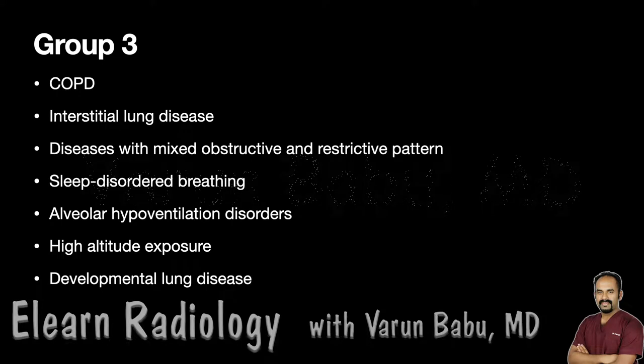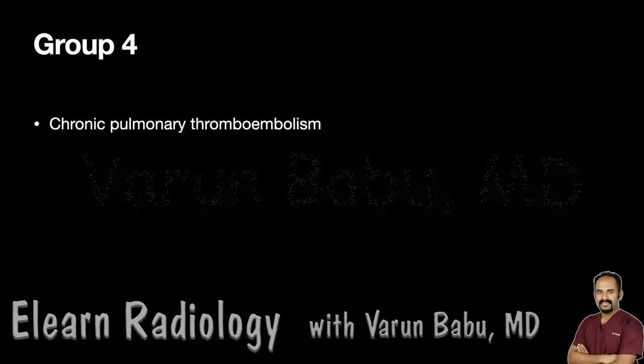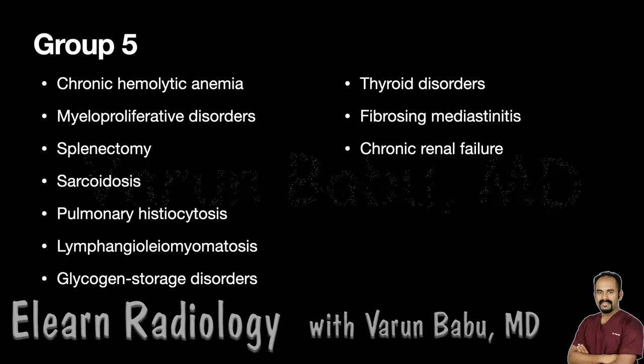Lung diseases are chronic obstructive pulmonary disease, interstitial lung disease, diseases which show a mixed obstructive and restrictive pattern, sleep disordered breathing, alveolar hypoventilation disorders, high altitude exposure, and developmental lung disease. Group 4 is specifically for thromboembolic disease. Multifactorial causes are all clubbed in group 5, which include chronic hemolytic anemia, myeloproliferative disorders, splenectomy, sarcoidosis, pulmonary histiocytosis, lymphangioleiomyomatosis, glycogen storage disorders, thyroid disorders, fibrosing mediastinitis, and chronic renal failure.